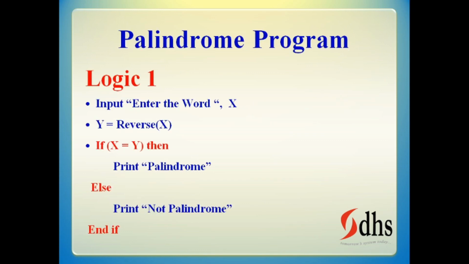It is simple. You enter the word X, reverse the X. Say I am giving madam, you are reversing the X, Y also it will come as madam only. If X and Y are the same, then it is a palindrome. If you give X as India and reverse it, it is going to be different, so it will not be a palindrome. Correct, no?